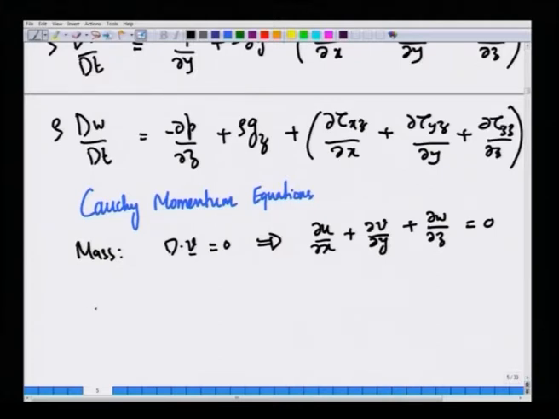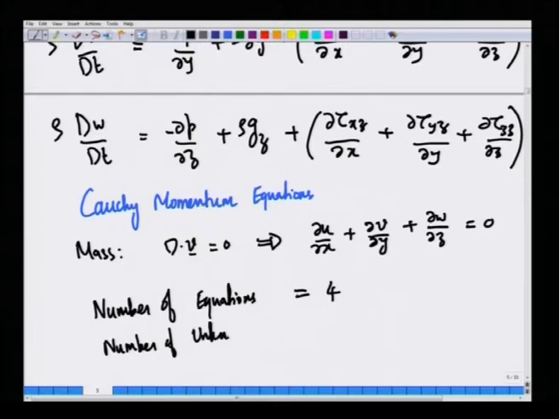So, the number of equations is equal to 4 so far. And the number of unknown variables that we have, we can count as follows. Okay. 3 velocities, the 3 components of the velocity, 1 pressure, and the 9 components of the stress.